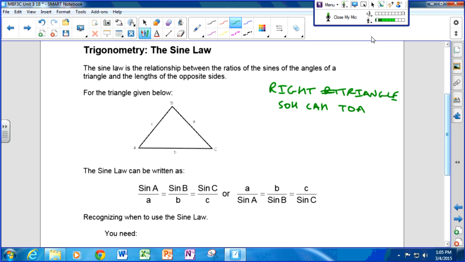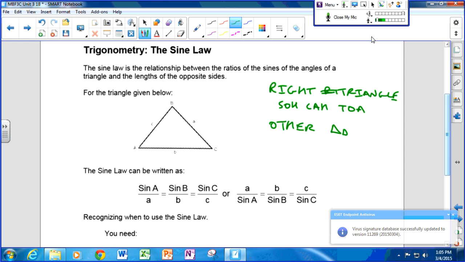And then for other triangles, see, it's a little triangle symbol with an S on it, you're going to use the law of sines. And then we're also going to look at the law of cosines.